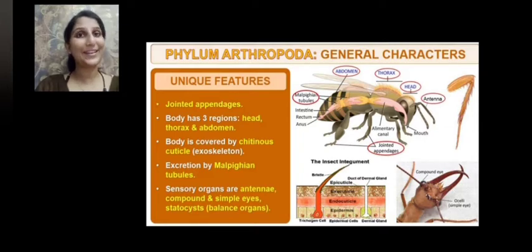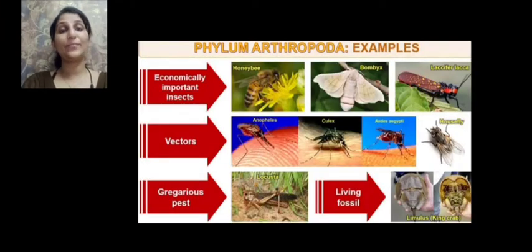And sensory organs, in order to sense the changes in surroundings, are the antenna, the compound and simple eyes, and statocysts, which are balancing organs which help them to balance their body. Some of the arthropods are economically important. For example, the honeybee, Bombyx, that is nothing but the silkworm, and Laccifer lacca, which is a latex-giving insect.